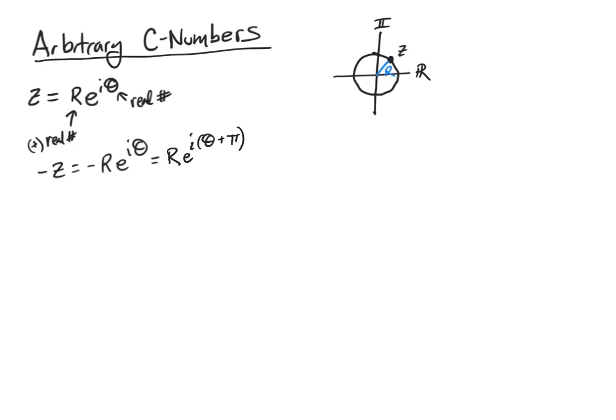Now, an alternative way of showing that this is true is I can always write negative z as negative 1 times r e to the I theta. But negative 1, we already established, can be written as e to the I pi. This goes back to the Euler identity, and that's right over there on my unit circle. And e to the I pi times r e to the I theta, I can combine the exponentials, and I get r times e to the I times theta plus pi.